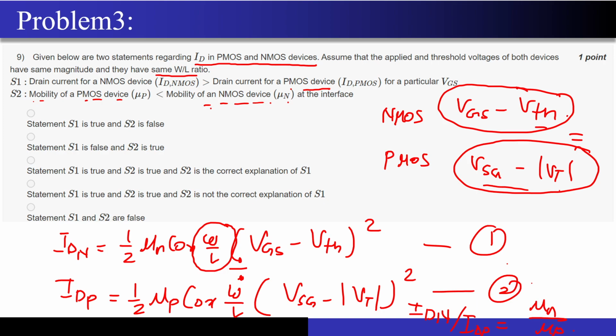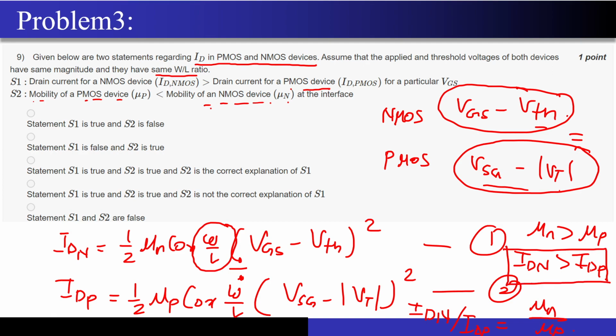Now, the mobility of electrons is always greater than the mobility of holes for most of the semiconductors, right? So by default, if I have the same MOSFET of the same width by length ratio, and their overdrives, that is VGS minus VTH and VSG minus mod VT, are the same, then I can easily say that the IDN, that is the current flowing through the NMOS, will always be greater than the current flowing through the PMOS, right?